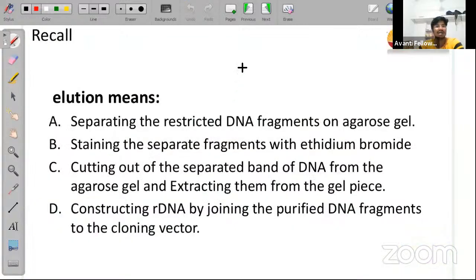Okay. Before going to the downstream processing part, or what I can say the purification of protein part, here is a question for you people. The question is, elution means what? Option A, separating the restricted DNA fragments on agarose gel. Option B, staining the separated fragment with ethidium bromide. Option C, cutting out of the separated band of the DNA from the agarose gel and extracting them from the gel piece. Option D, construction of rDNA by joining the purified DNA fragments to the cloning vector. Which of the following is correct?